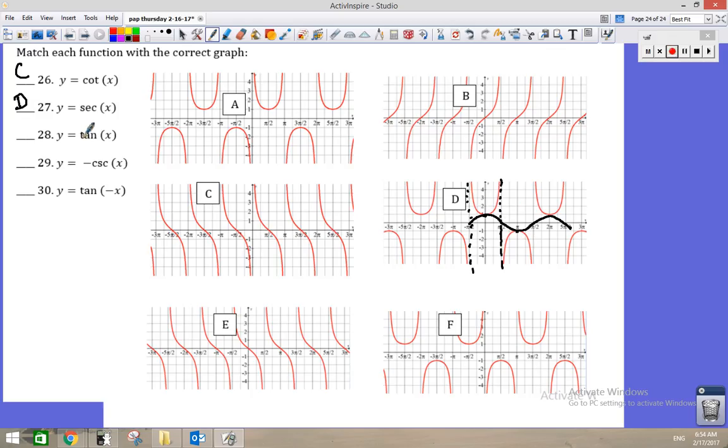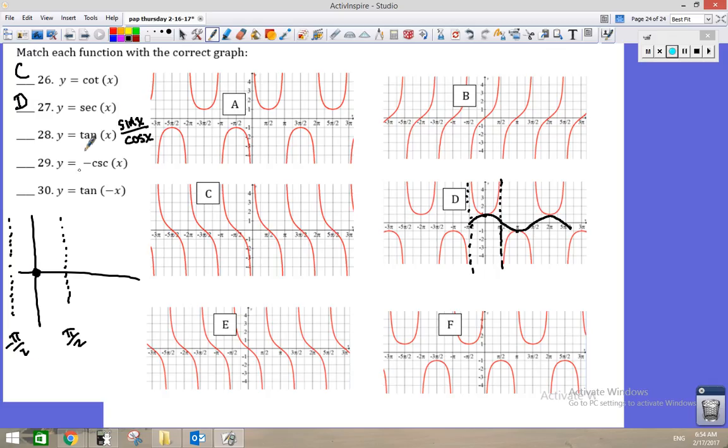The tangent will be similar to the cotangent in its shape, but for tangent, it's sine over cosine. So it's going to have vertical asymptotes wherever cosine is 0. Cosine is 0 at pi over 2. So here at pi over 2, and here at negative pi over 2, we have a vertical asymptote.